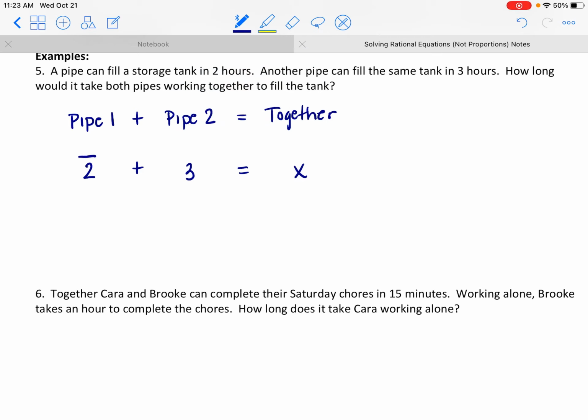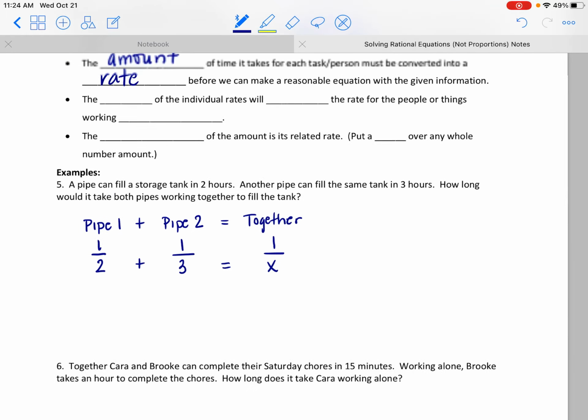So here, pipe 1 is doing half of the job per hour. Pipe 2 is doing a third of the job per hour, and together they're going to do 1/x of the job per hour. So the rate for pipe 1 plus the rate for pipe 2 is going to equal their combined rate, and solving this equation is going to get us a logical answer.